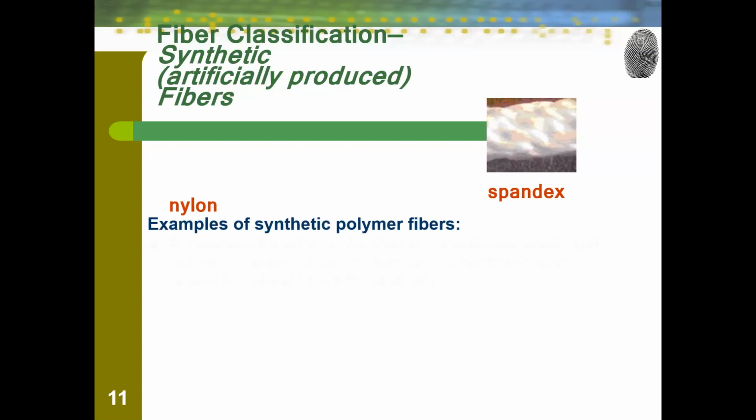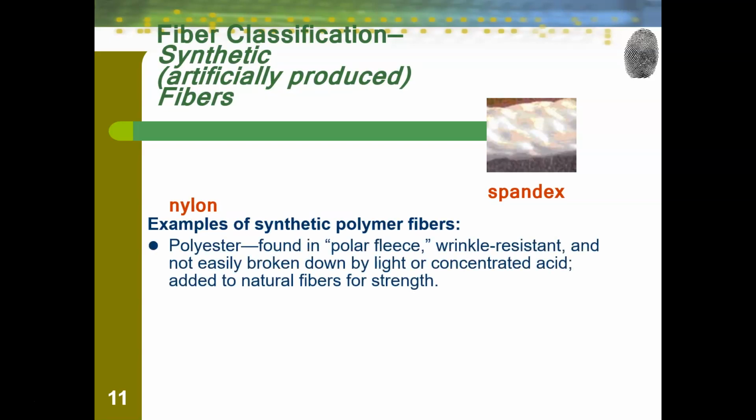So some examples of synthetic polymer fibers. The most common one, polyester, found in polar fleece, wrinkle resistant, not easily broken down by light or concentrated acid. We used to use polyester just all on its own. However, polyester on its own tends to be fairly stiff and kind of itchy. So we've started mixing it with natural fibers in order to soften it while still keeping that strength. So if you've ever heard of a cotton poly blend, what they're saying is it's cotton mixed with polyester.